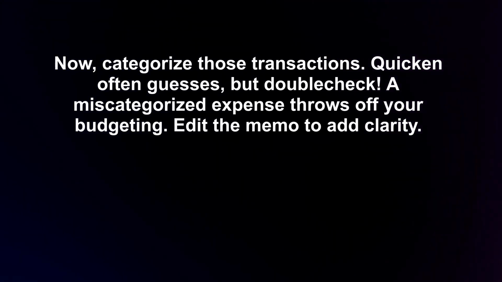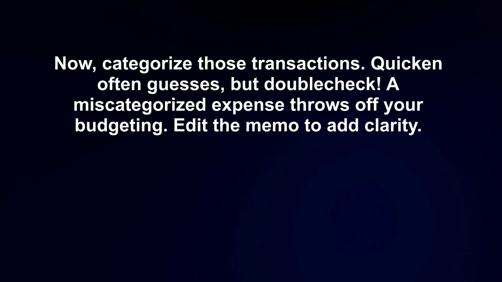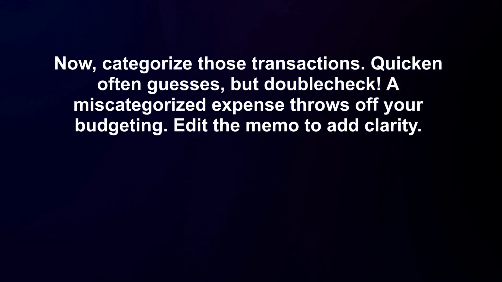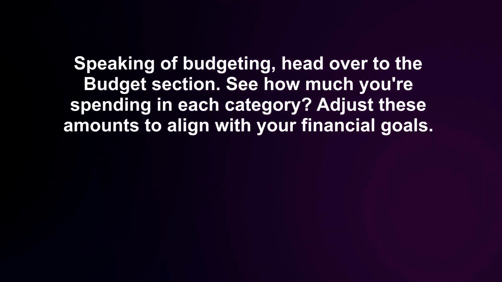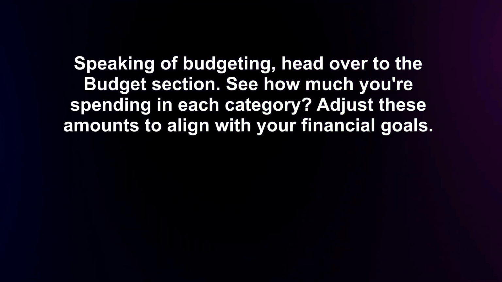Now, categorize those transactions. Quicken often guesses, but double check. A miscategorized expense throws off your budgeting. Edit the memo to add clarity. Speaking of budgeting, head over to the budget section.